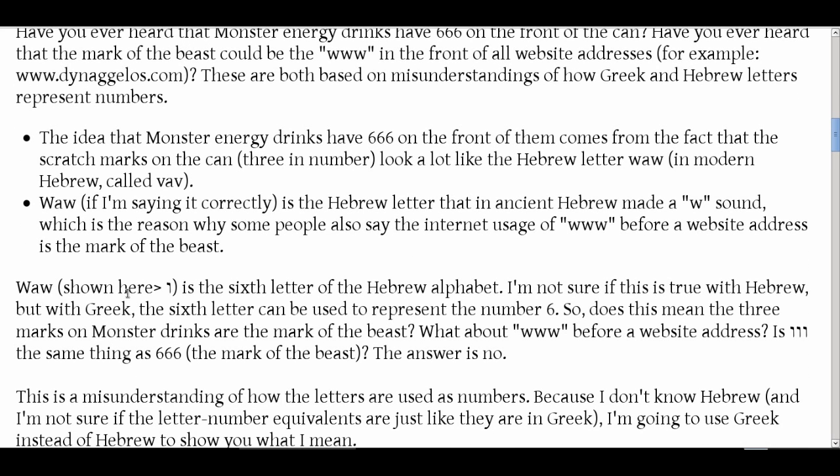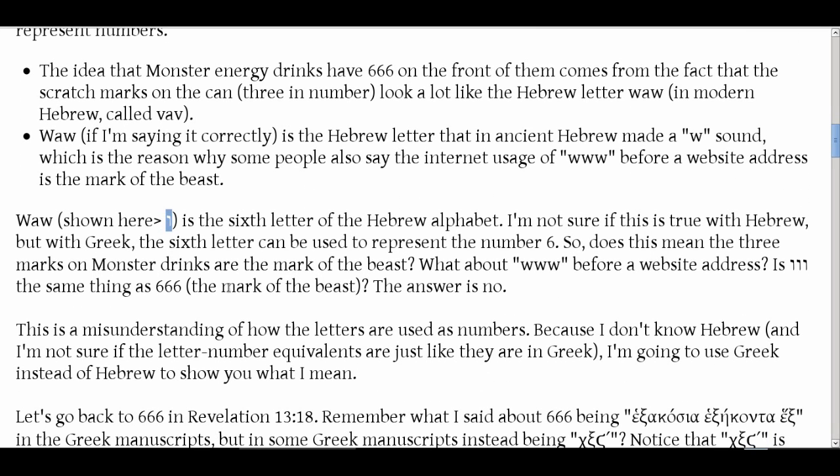So, waw, shown here, this is in Hebrew, which I don't read Hebrew, but I'm going to work around that a little bit in this video, is the sixth letter of the Hebrew alphabet. I'm not sure if this is true with Hebrew, but with Greek, the sixth letter can be used to represent the number six. So now maybe you kind of see where I'm getting at.